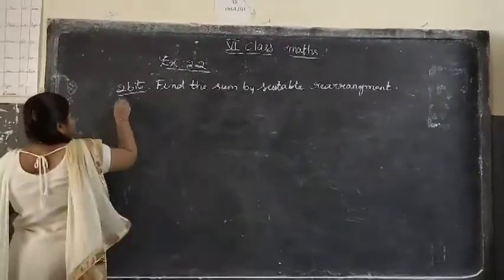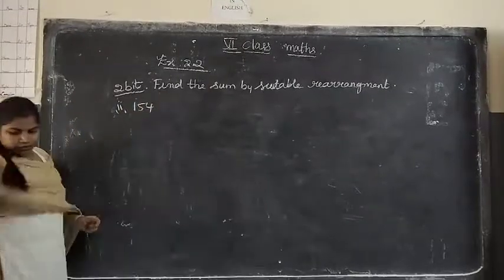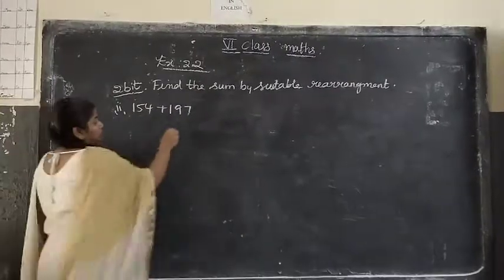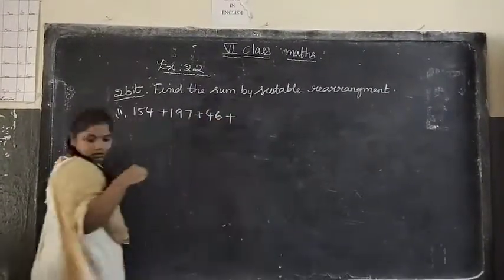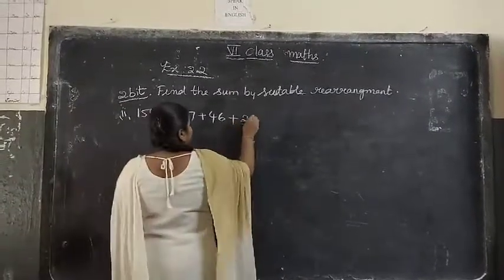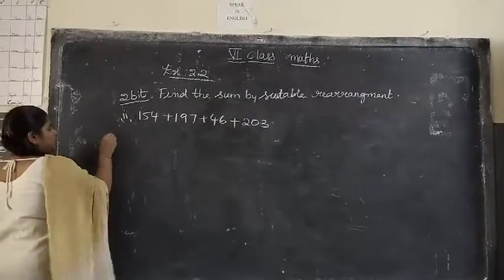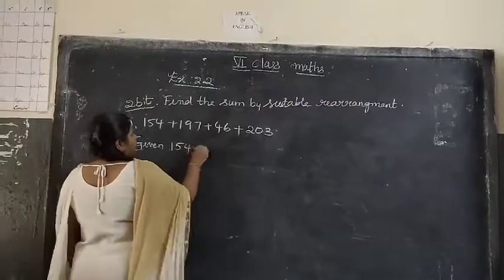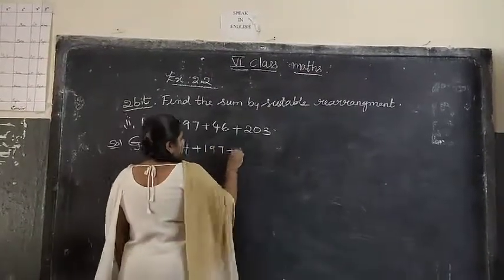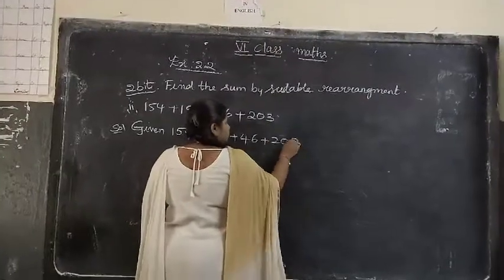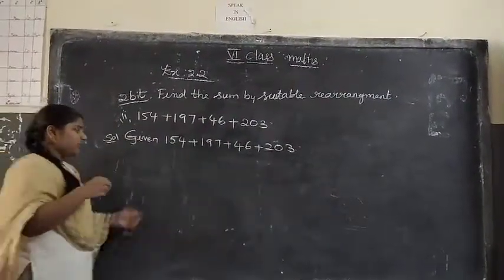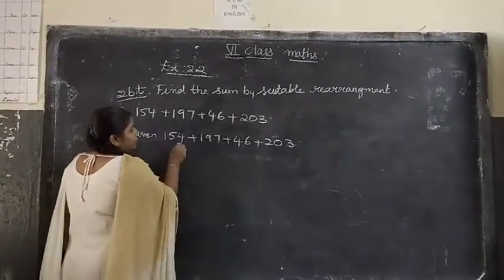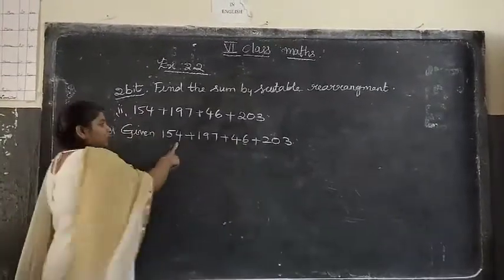So the next one is 154 plus 197 plus 46 plus 203. So how to rearrange these values now? Given 154 plus 197 plus 46 plus 203. So what I told you, if you rearrange any two terms, the units place should be equal to 0. So which values can you add here? 4 plus 6 will be 10.